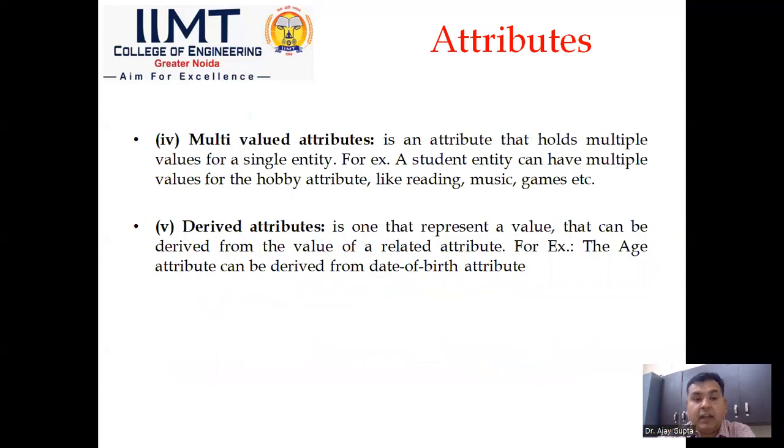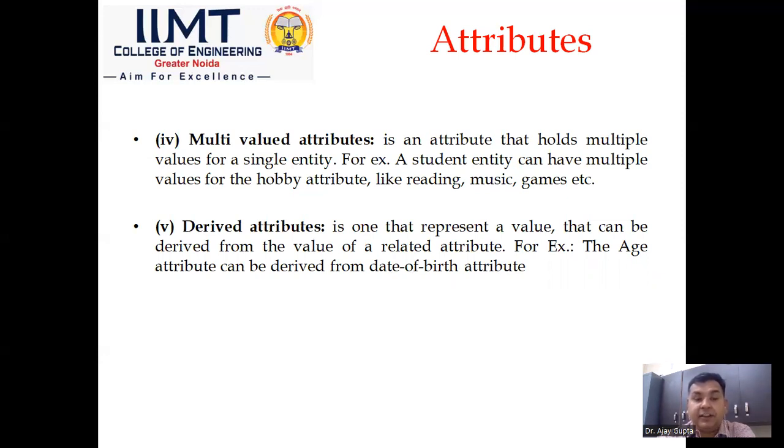Next is multi-value attribute, an attribute that holds multiple values for a single entity. For example, a student entity can have multiple values for the hobbies attribute, like reading, music, game, etc. This means the hobby field can have more than one value in it. For example, if a student has hobbies like cricket, football, dance, so in that field more than one value should be there, then it comes under multi-valued attribute.